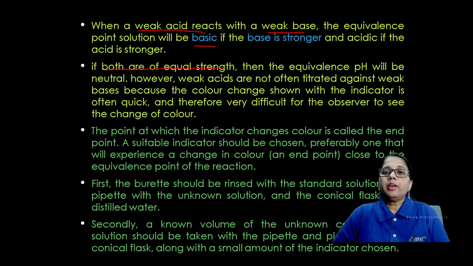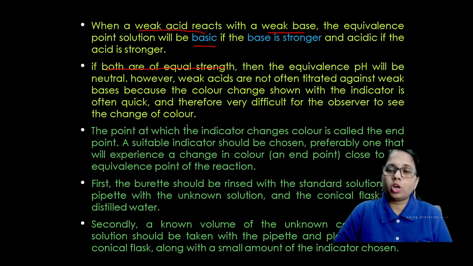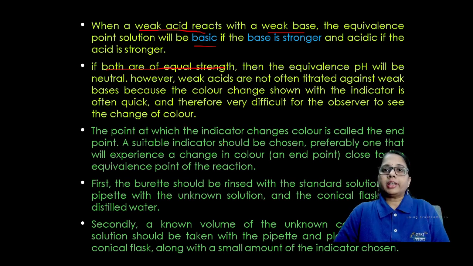However, weak acids are not often titrated against weak bases, because the color change shown with the indicator is not quick. You are not going to see a very sharp endpoint, so it is very difficult for the observer to see the change of color. That's why generally weak acids are not titrated against weak bases, but if there is no option, then go for it.